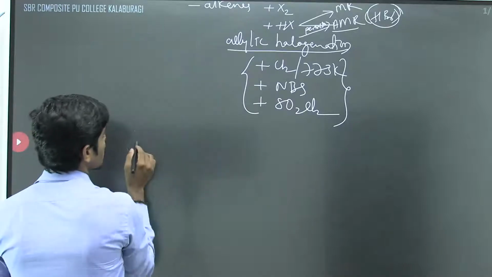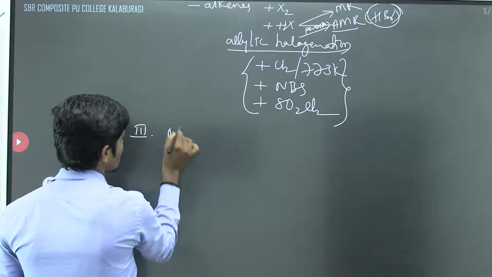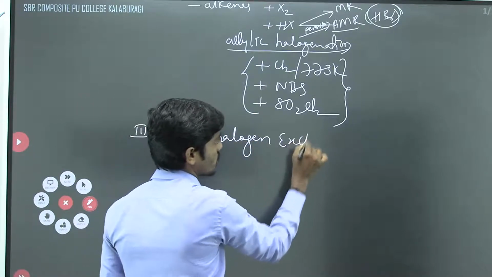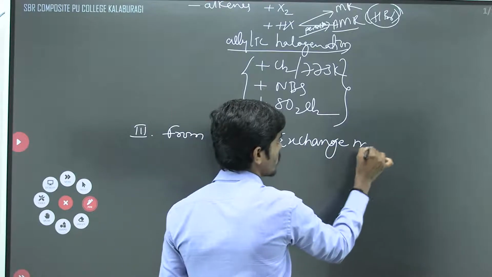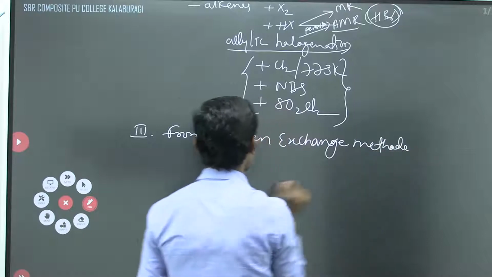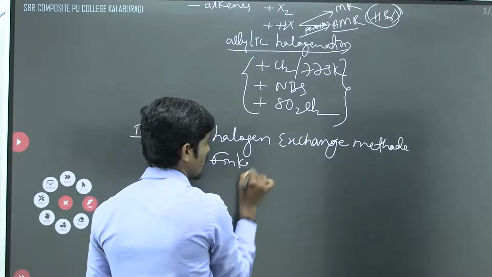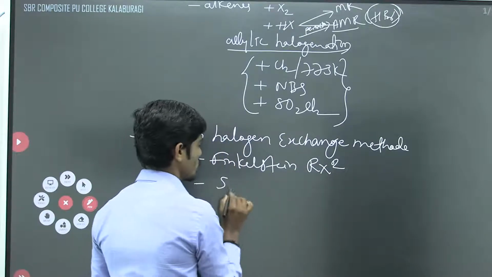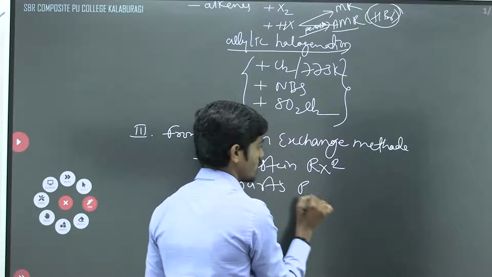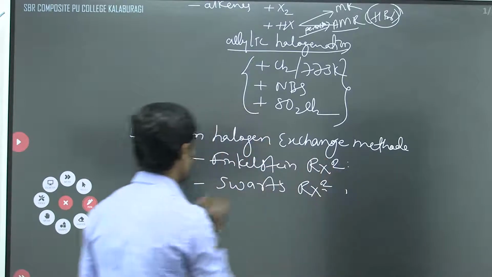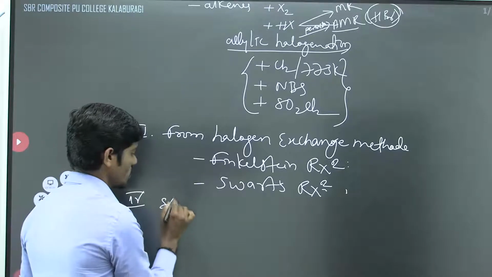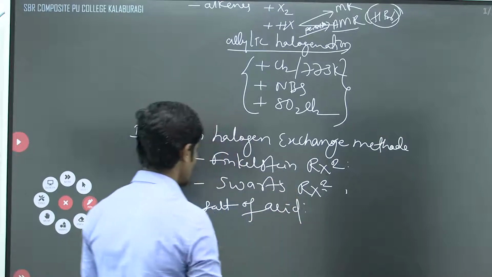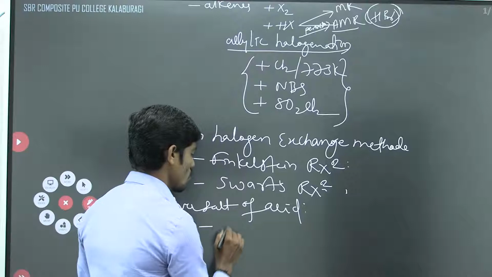The first one is alcohol, the second one is hydrocarbons, and the third one is the halogen exchange method. In this method we have covered two named reactions. One is the Finkelstein reaction, whereas the second one is the Swarts reaction. And the last one is from silver salt of acid. Here we have covered two reactions.